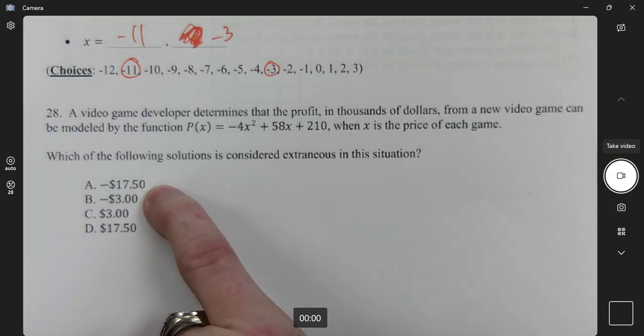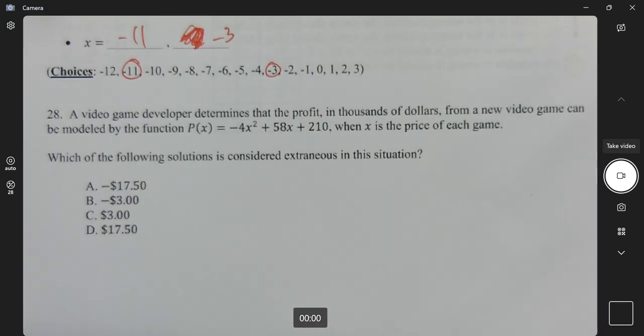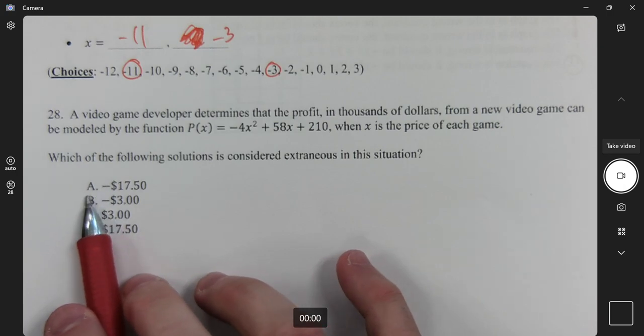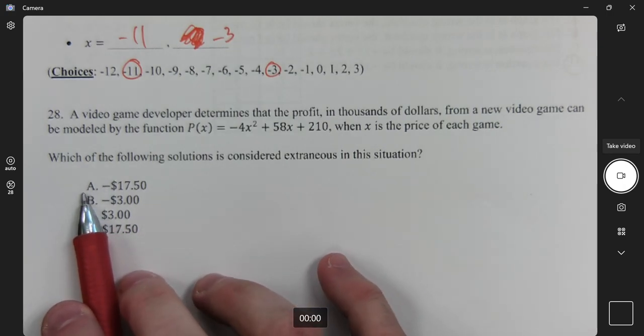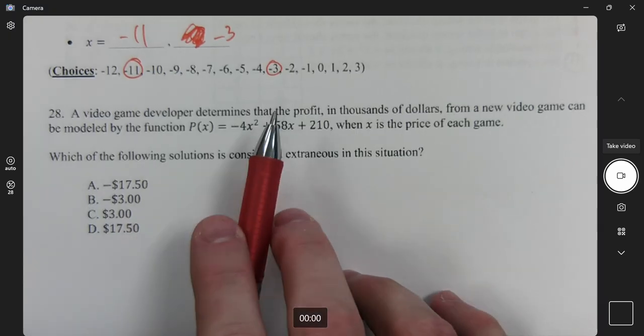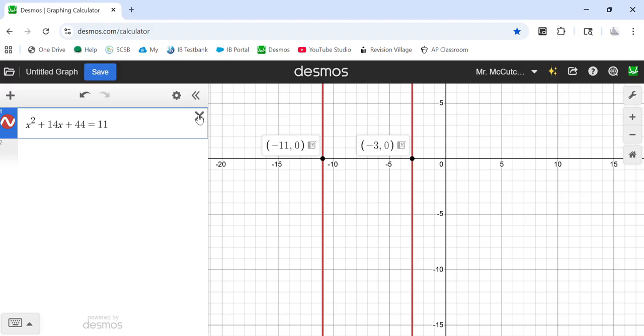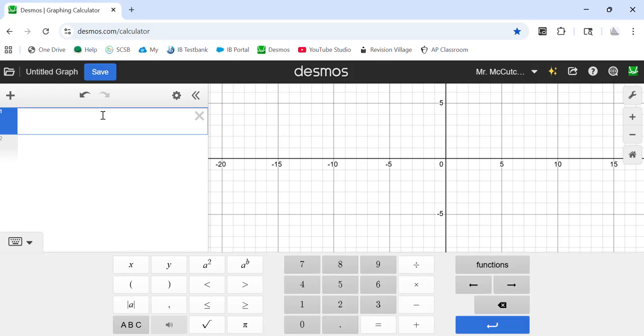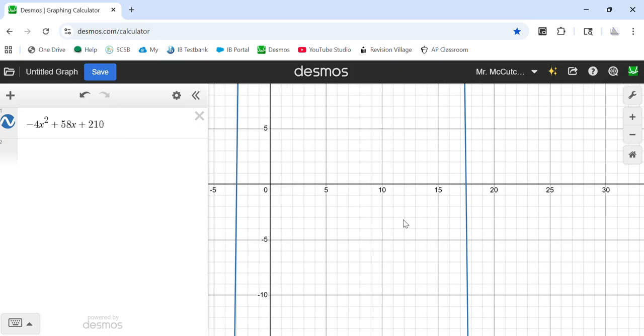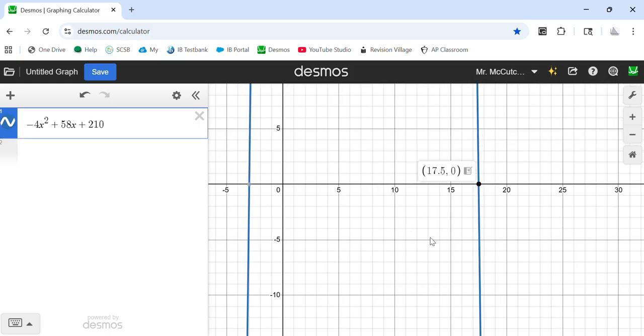Negative answers don't make sense. That means the store paid you to purchase the game. So we already know that these are extraneous possibilities. But let's go ahead and put this into Desmos and see what it shows me. Get rid of that. What do we have? Negative 4x² plus 58x, might have to do some zooming for this one, plus 210. Okay, we have an answer at $17.5 and we have an answer at -3.